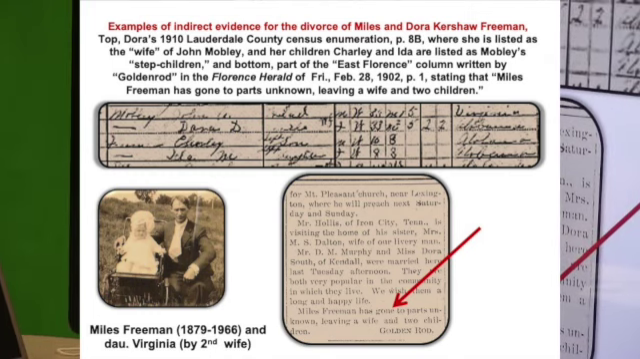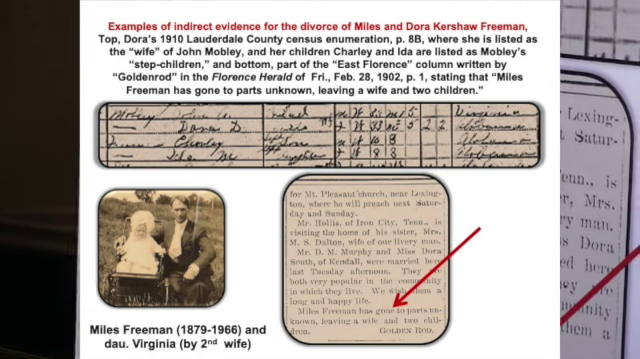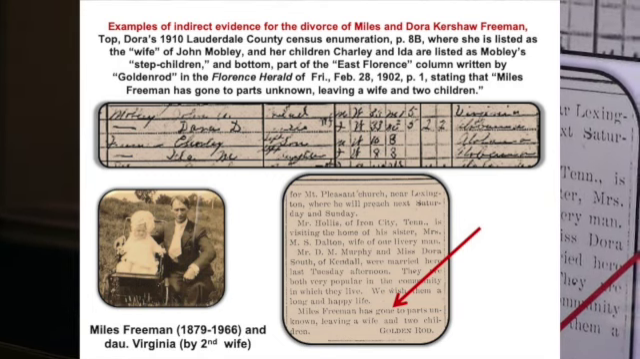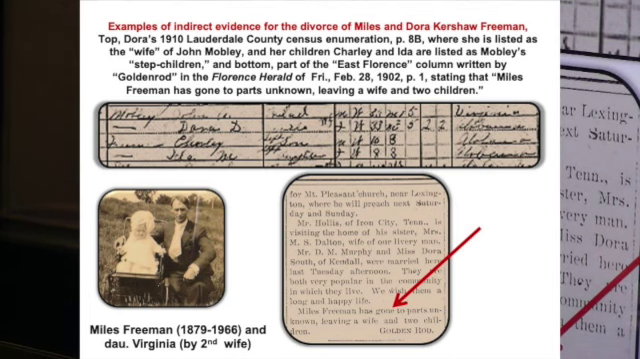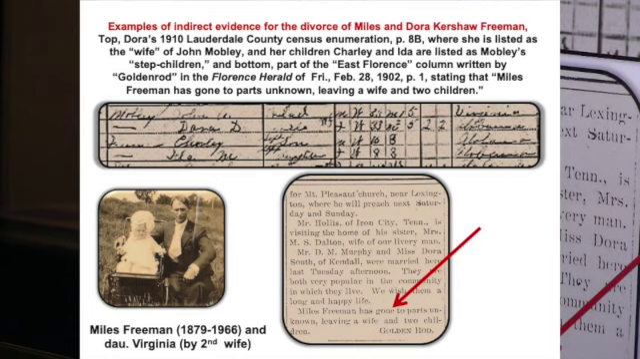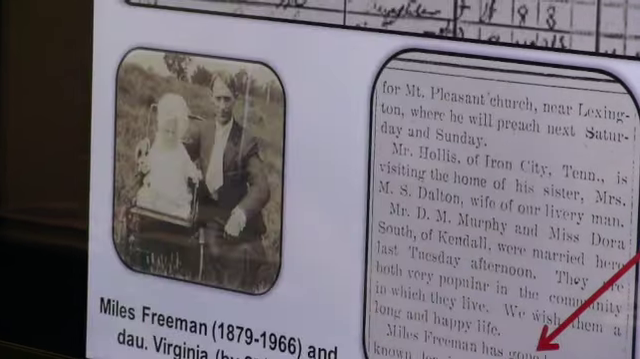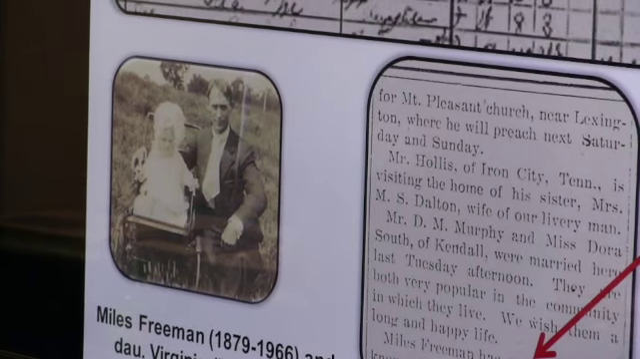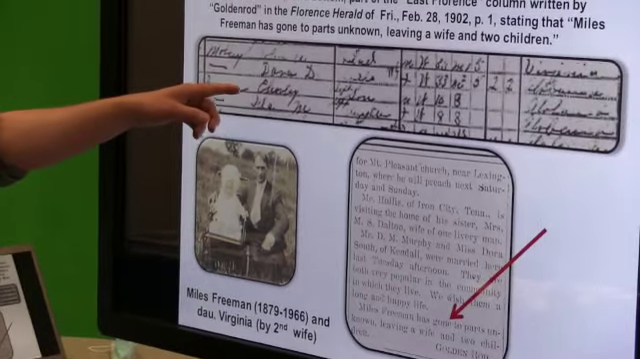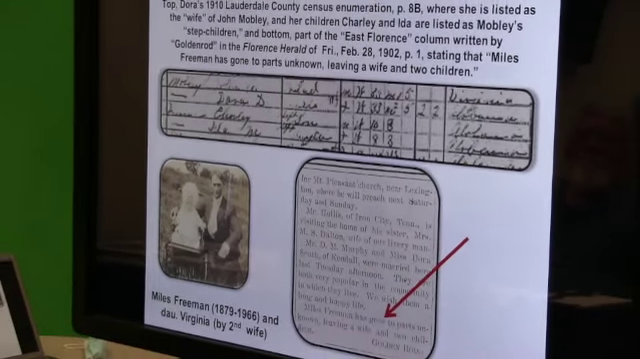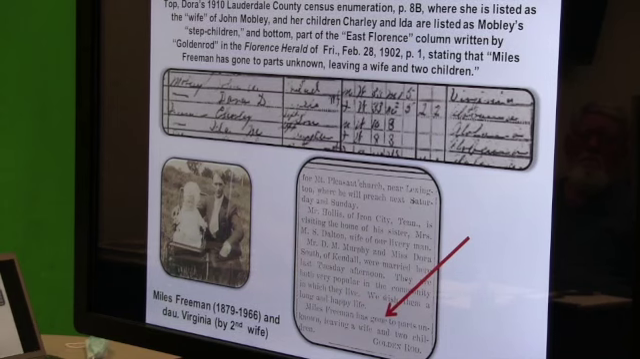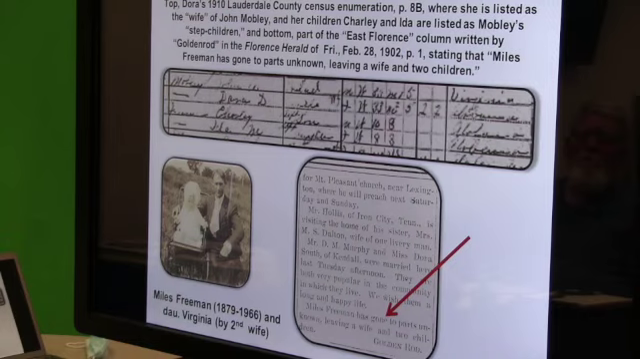How I figured that out is I'm going through, and this was before Ancestry was up and really popular, we still had to go through census records on microfilm. So I'm going through the 1910 microfilm by hand, just reading names off, and I see Charlie and Ida Freeman, living in the house of John Mobley. And I said, wait a minute, my great-great-uncle Miles had a son and daughter named Charlie and Ida, and his first wife was Dora. And I'm like, okay, she didn't die.